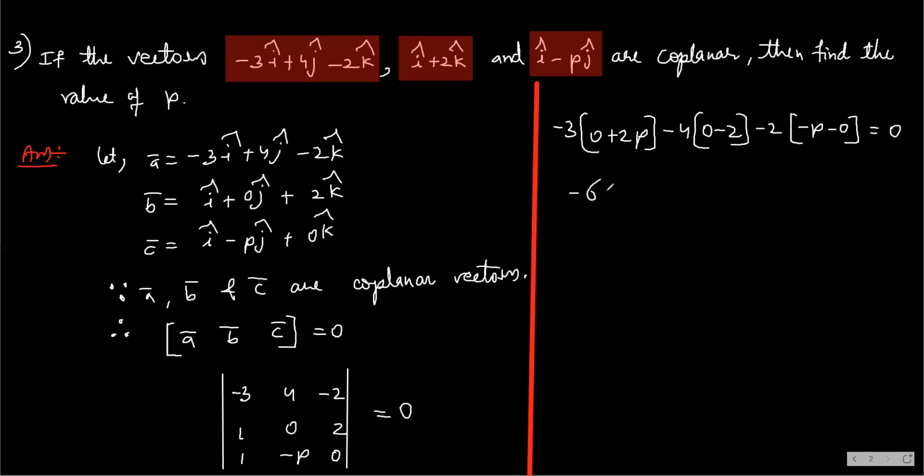So here I have negative 6P, plus 8, plus 2P equals 0. So this gets me minus 4P equals minus 8. So I get P equals 2. This is the answer. P is equal to 2.